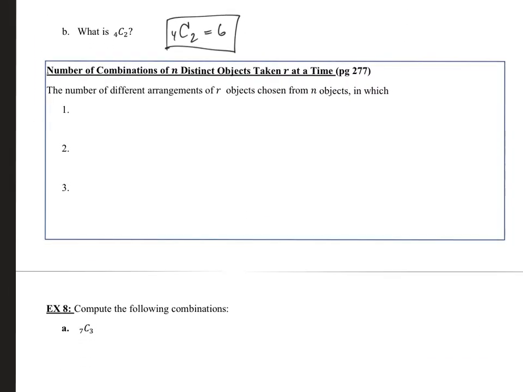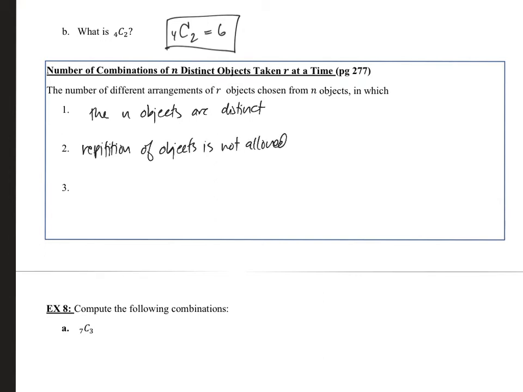Now let's take a look at the criteria for combinations. It's going to be a little different than permutations. Combinations are the number of different arrangements of r objects chosen from n objects in which the n objects are distinct. That's very similar to permutations; they share this criteria. Next, it says repetition of objects is not allowed. This is also the same for permutations.